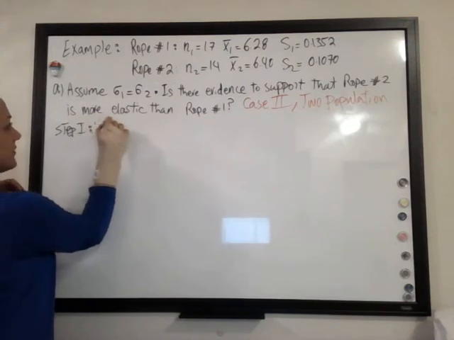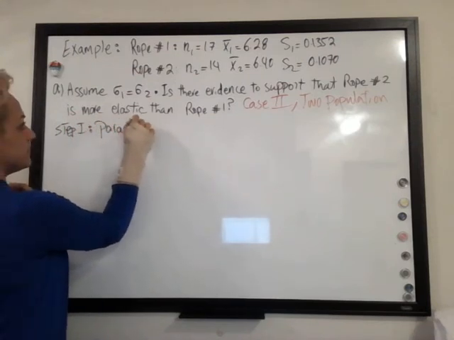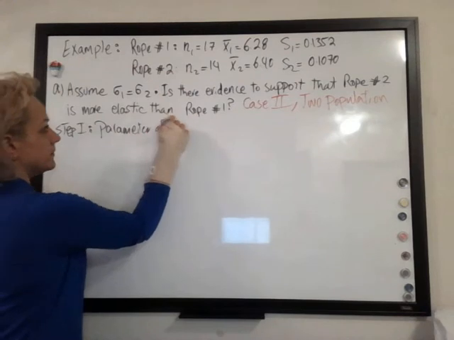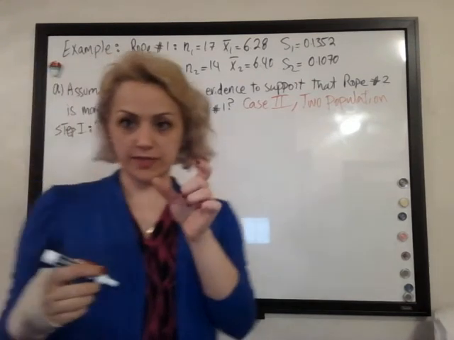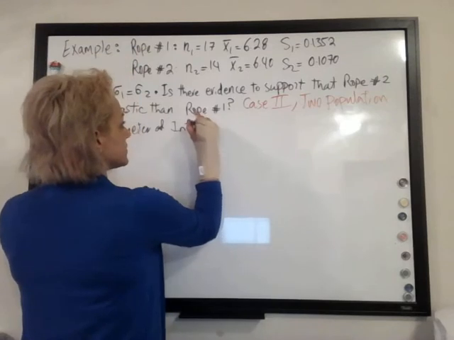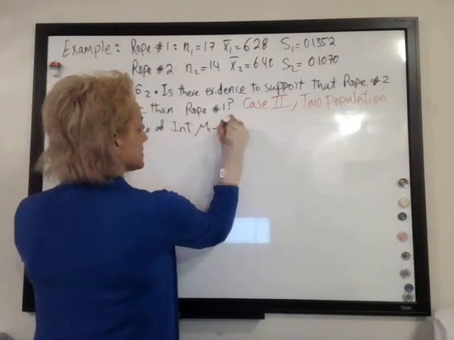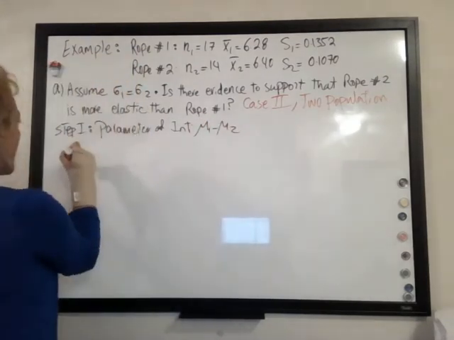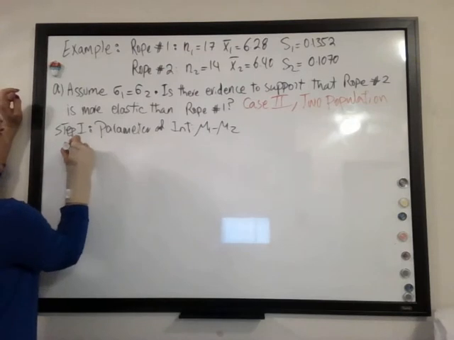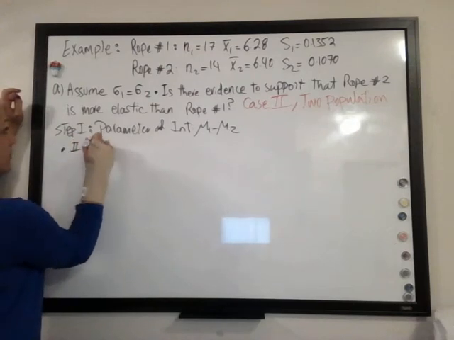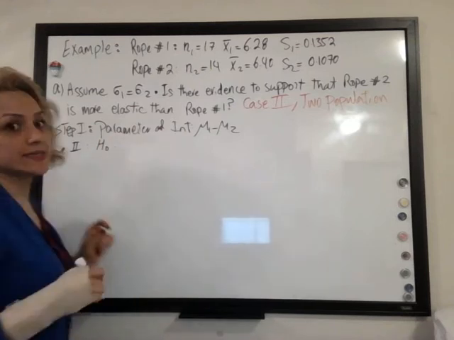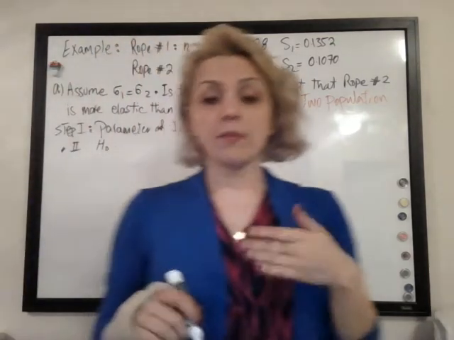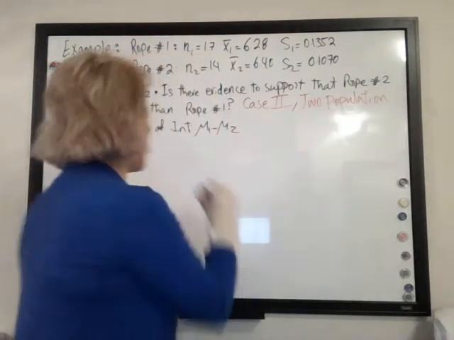Is the parameter of interest. So the parameter of interest here is the difference between these mu, right? So it's going to be equal to mu1 minus mu2. Step number 2 is: what's your null hypothesis? So the null hypothesis here is going to be mu1 minus mu2 is equal to 0.